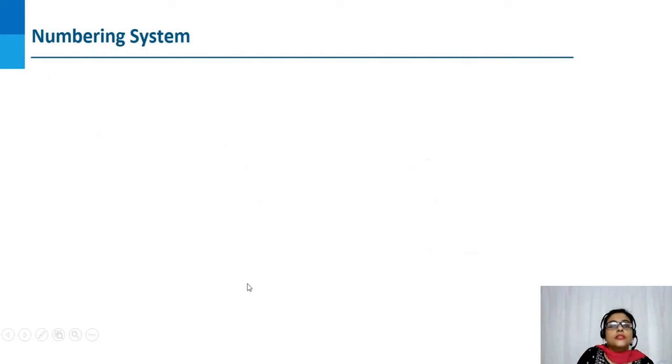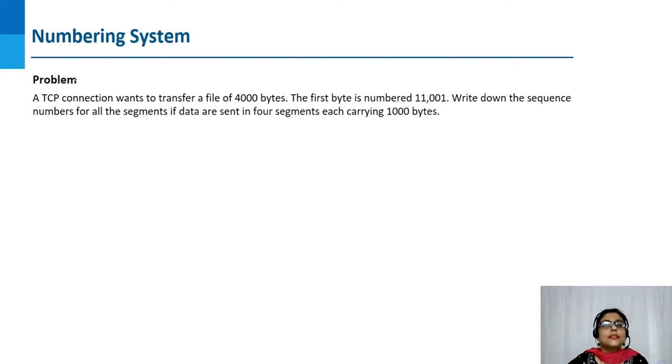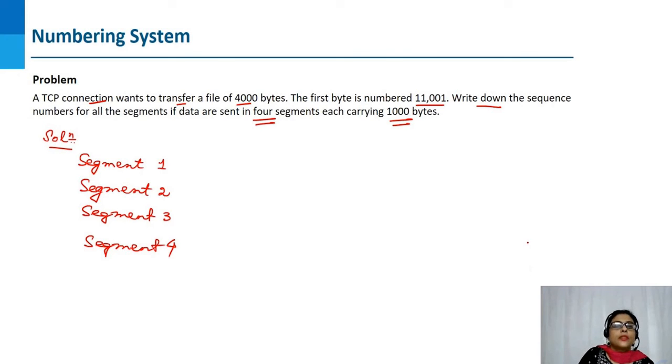Let's look at the numbering system with a problem. It says that a TCP connection wants to transfer a file of 4000 bytes. The first byte is numbered 11001. You need to write down the sequence of numbers for all the segments if data are sent in 4 segments, and each should carry 1000 bytes of data. Let's look at the solution.